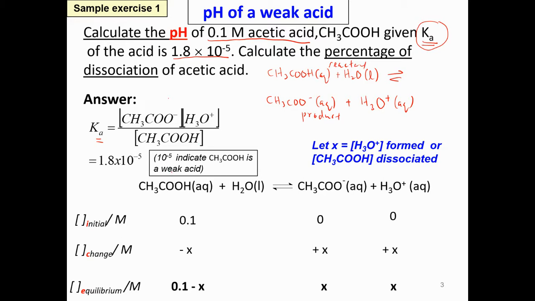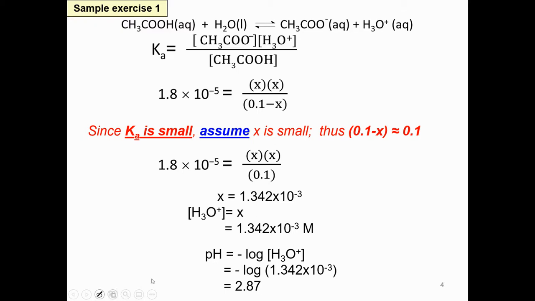Okay, so the same thing. 0.1 here represents the initial concentration. So remember to build the ice table. We are given Ka, then we fill in the ice table first, just like chemical equilibrium. Now, we are going to solve X.